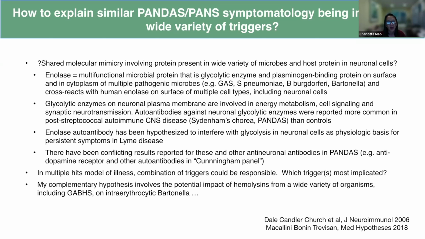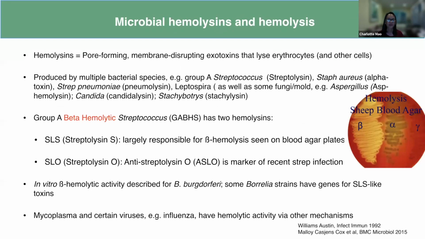And I want to propose my own personal hypothesis, which I see as a complementary hypothesis that involves the potential impact of what's called hemolysins from a wide variety of organisms, including group A beta hemolytic strep, on intraerythrocytic Bartonella. So let me explain. First, what are hemolysins? These are pore-forming, membrane-disrupting exotoxins produced by a variety of microbes that can actually lyse erythrocytes as well as other cells.